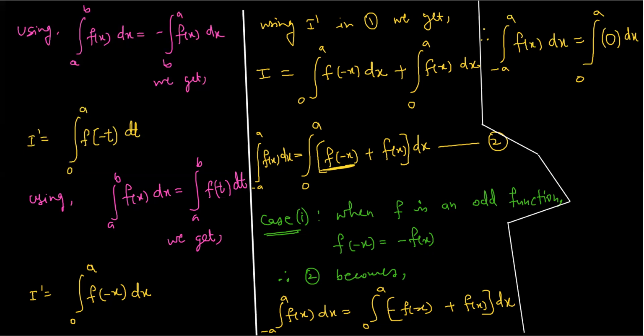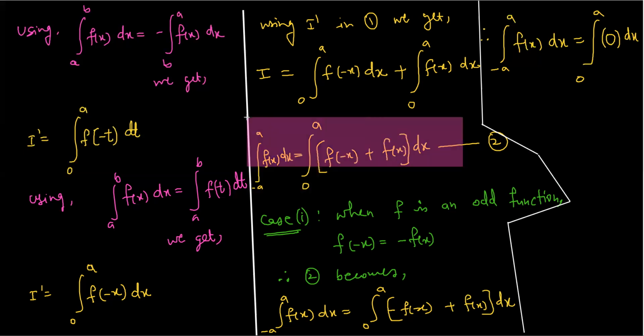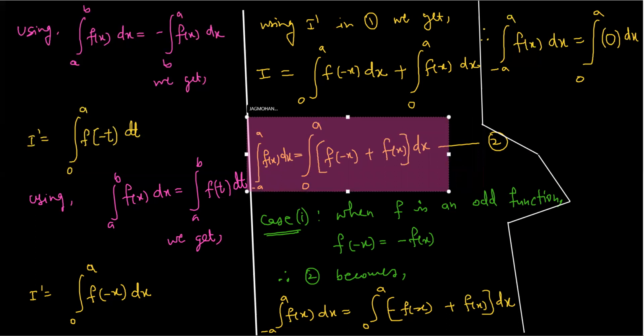So you understand that whether it is even function or odd function, the most important part in this theory is establishing this relation, that is intermediate relation. Okay, so here we got, therefore minus a to a f of x dx is equal to 0. The first part is done.